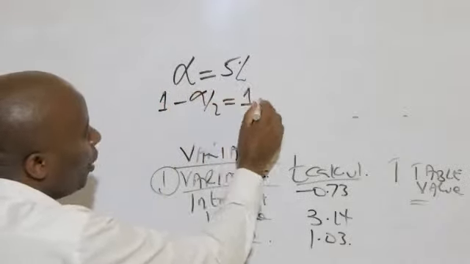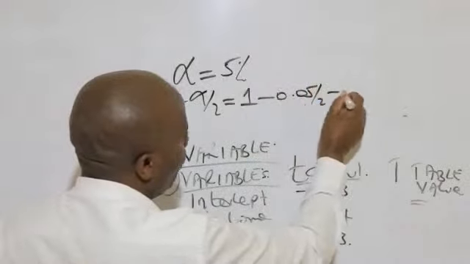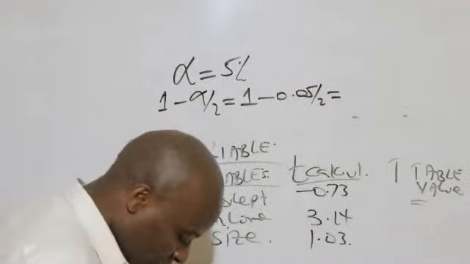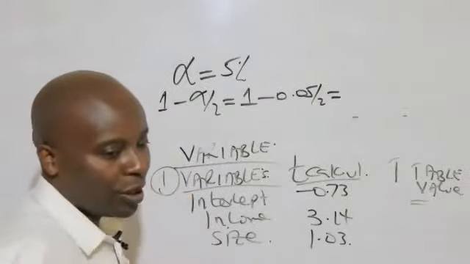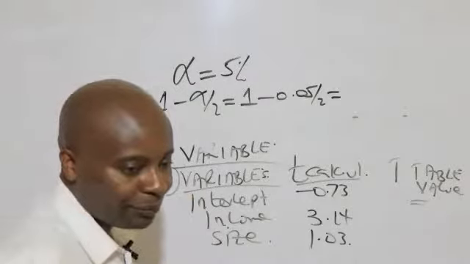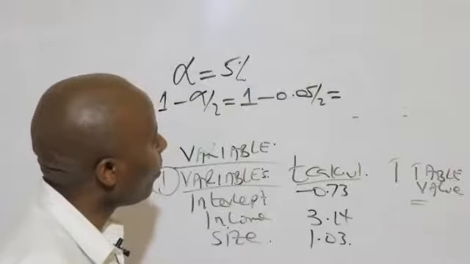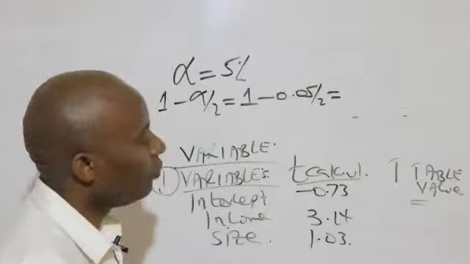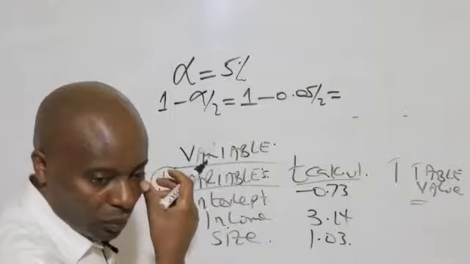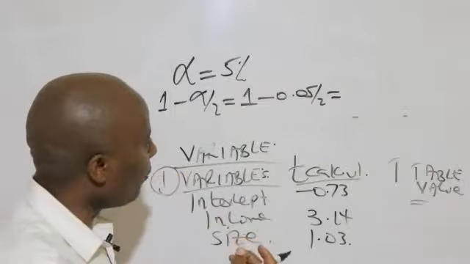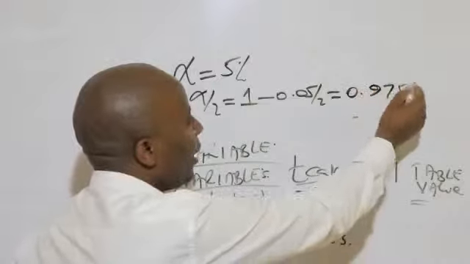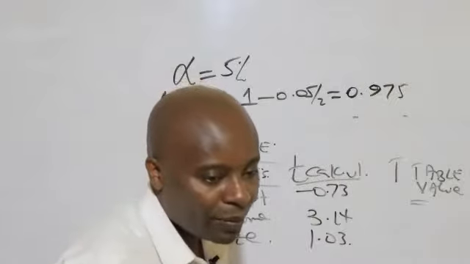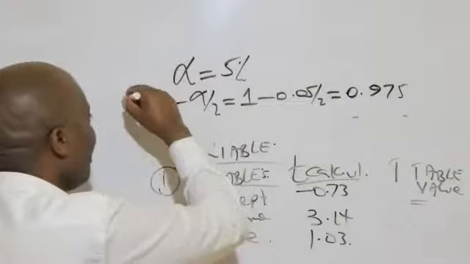So give us the 1 minus alpha over 2. This will be 1 minus 0.05 over 2, which will end up giving us what figure? Somebody, I don't have my calculator. Is it 0.975? Thank you very much. Now that is a very important parameter.